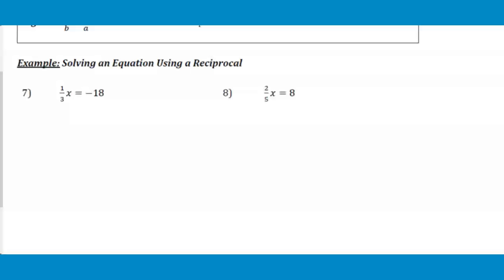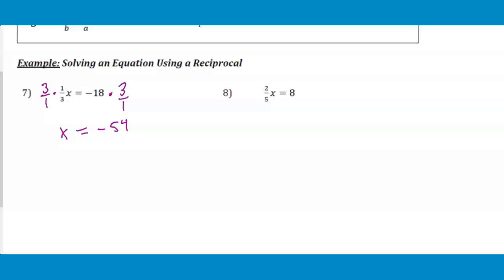So in this case, what I want to do is I want to get x by itself, so I'm going to multiply by the reciprocal of 1/3, which is 3 over 1. And now the other side gets multiplied by 3 over 1, which is really just 3. On the left-hand side, I end up with x. On the right side, I end up with negative 54.